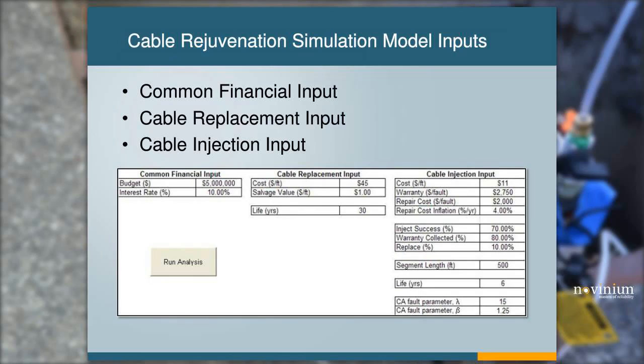Example of the inputs that you'll see here, again, for a $5 million budget at 10%, you see our cable replacement inputs, our cost per foot. We have a salvage value, a life of 30 years. Our injection inputs, our cost for injection, a warranty and a repair cost, how much we're successfully injecting, how much warranty we would anticipate to collect, historically how much we typically replace of that cable, the segment length that we would be taking out per fault.